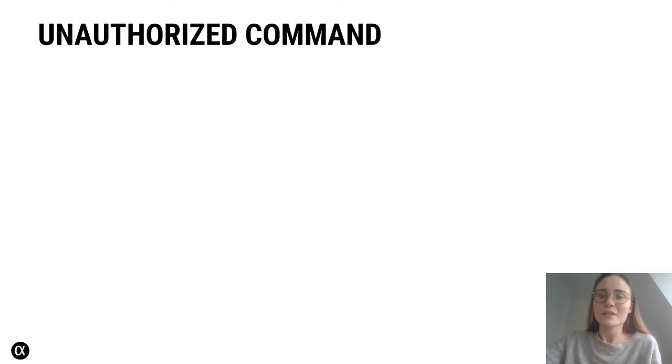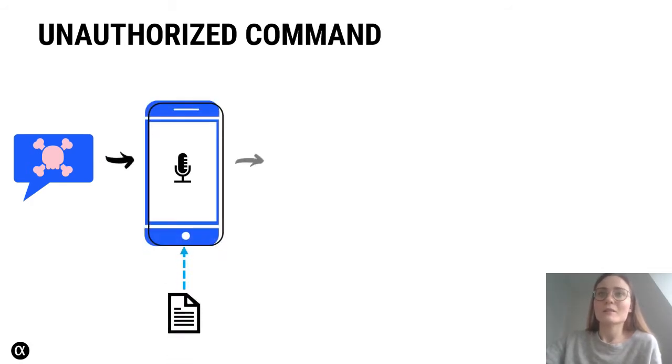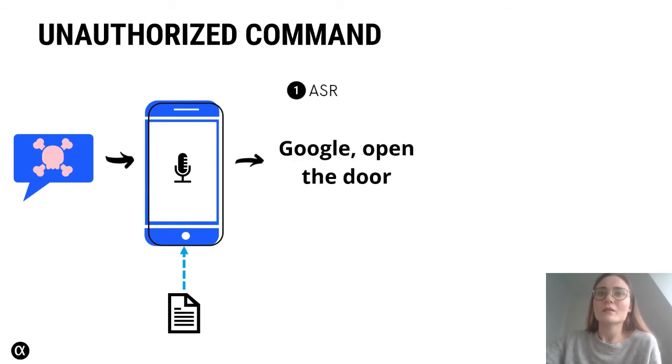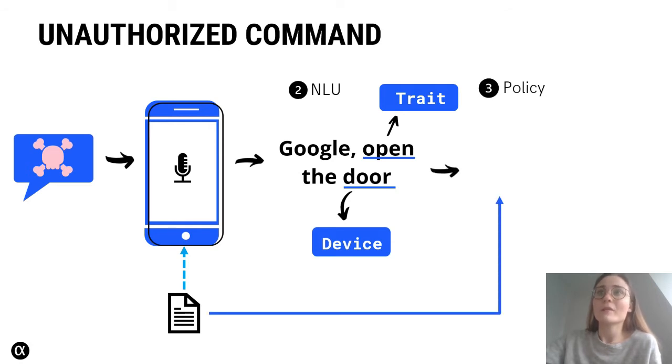Now let's look at a malicious command. Here we have an unauthorized party that was able to play a hidden command, or play a recording, which will trigger the voice assistant, and that will transcribe the malicious command. And then you will extract the corresponding functionalities. But when we check the policy, it detects a sensitive command, and so it will trigger an authentication step, and this will fail, and the command is not executed.